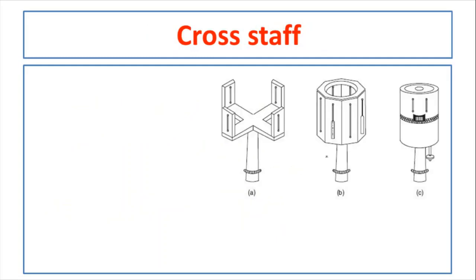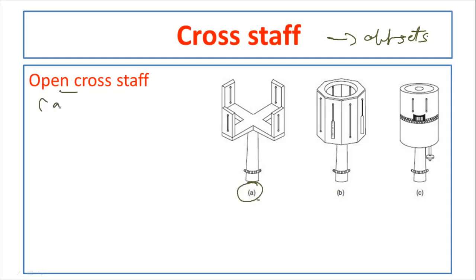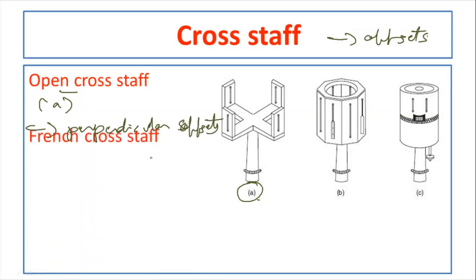Then next one is the cross staff. This cross staff is used to establish offsets. Cross staff is used to establish what? Offsets. Now, basically three types of cross staffs are available. The first one is the open cross staff. The cross staff shown in figure A is the open cross staff. This open cross staff is used to establish only the perpendicular offsets.